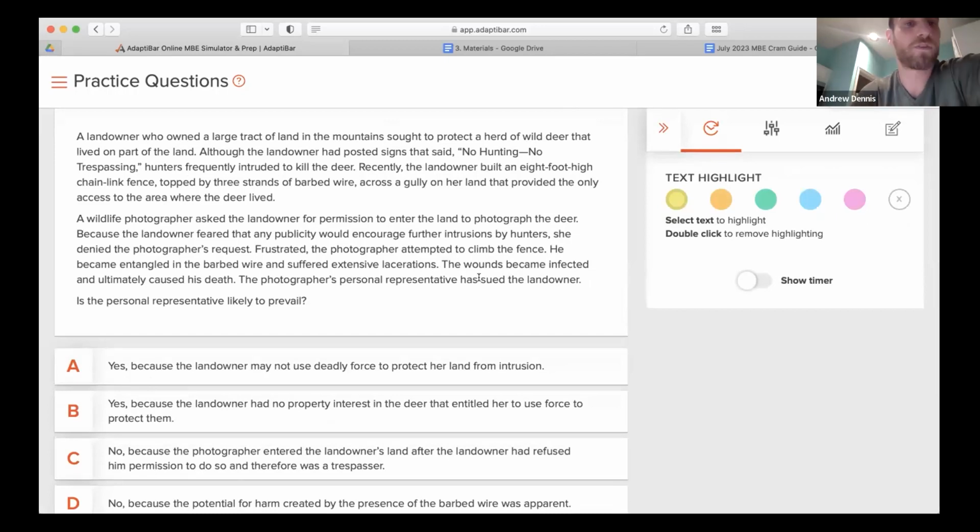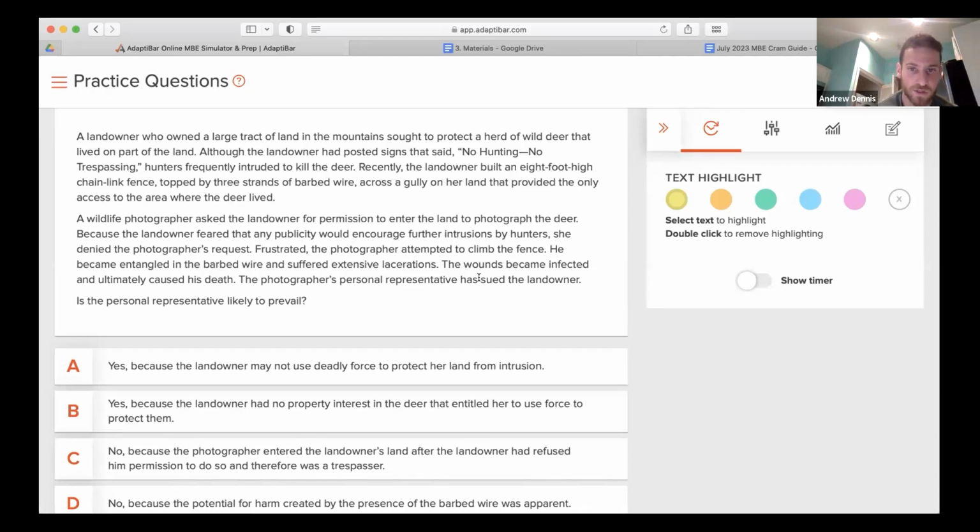A wildlife photographer asked the homeowner for permission to enter the land to photograph the deer. Because the landowner felt that any publicity would encourage further intrusions by hunters, she denied the photographer's request. Frustrated, the photographer attempted to climb the fence. He became entangled with the barbed wire and suffered extensive lacerations. The wounds became infected and ultimately caused his death.